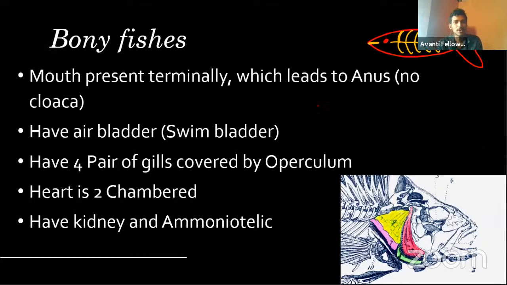So we come back to this one, mouth present terminally, which leads to the anus. Remember, this is also one of the major differences, right? Because in Chondrichthyes, we discussed the cloaca, a common opening for the genital tract, the urinary tract, and also our digestive tract. But here there is no cloaca. Frogs also have the cloaca, right? Remember, Chondrichthyes we studied, Osteichthyes we studied, next we will study frogs. Chondrichthyes and amphibians have the cloaca, but the bony fishes in between do not have any cloaca.